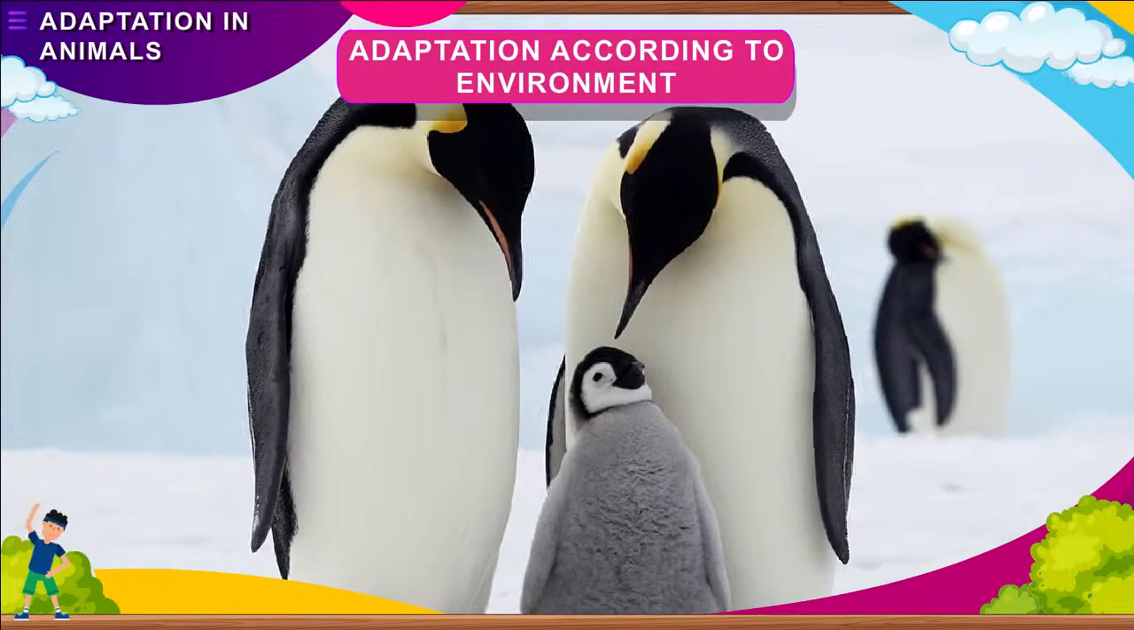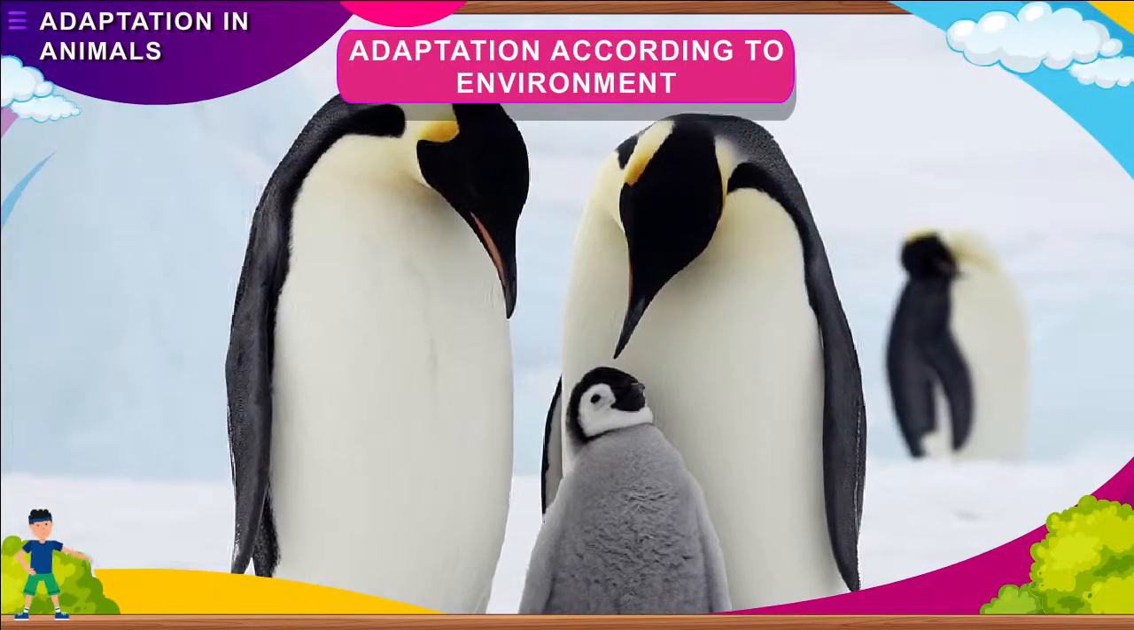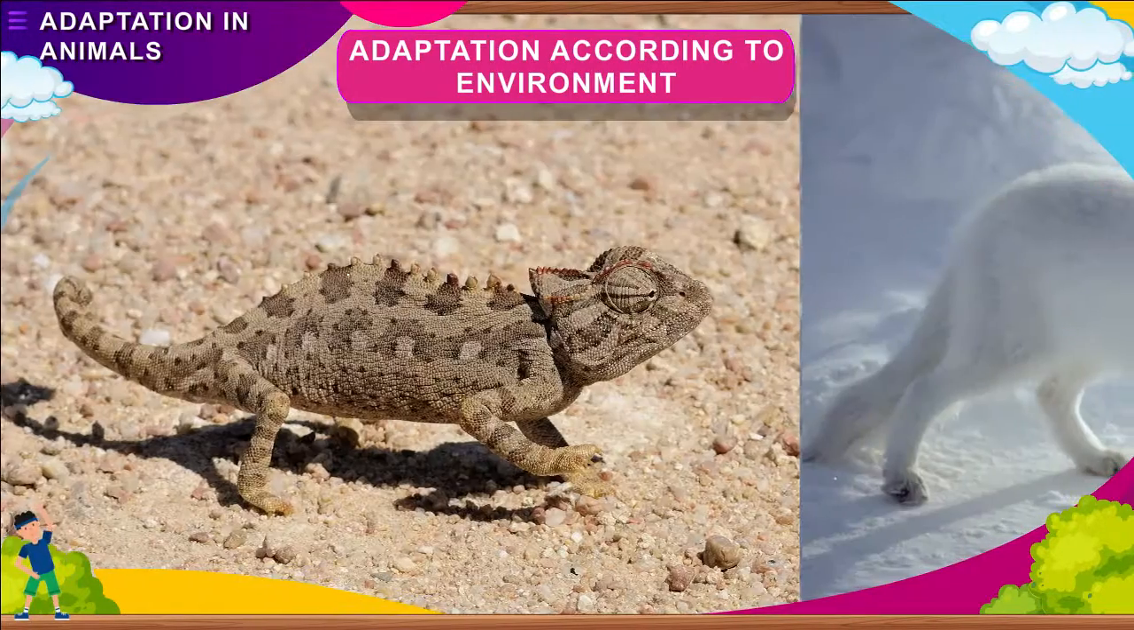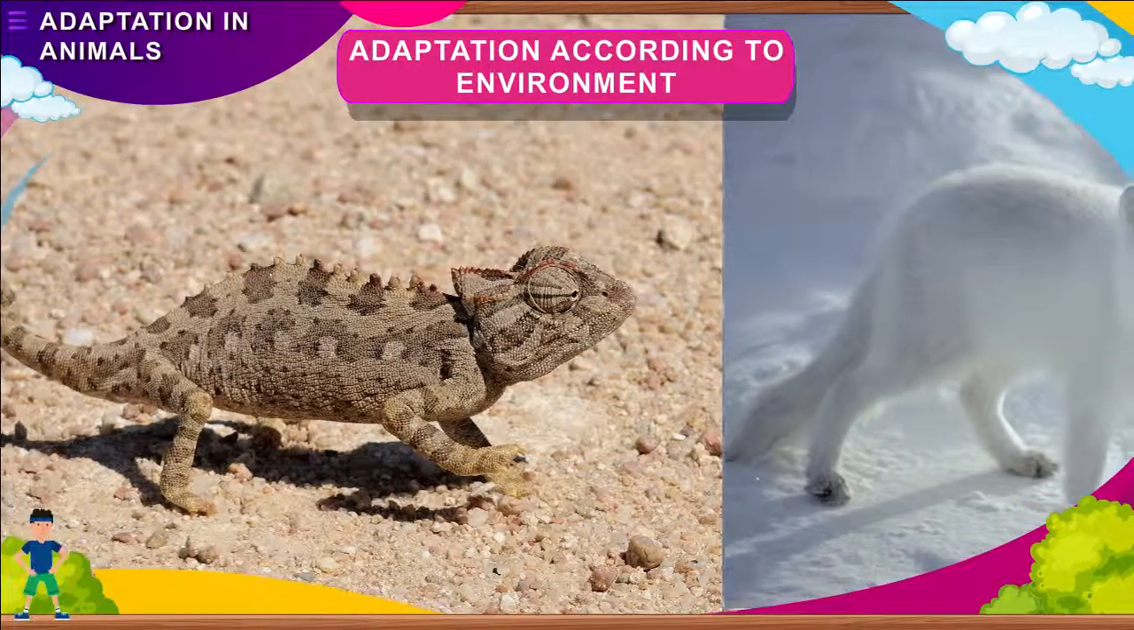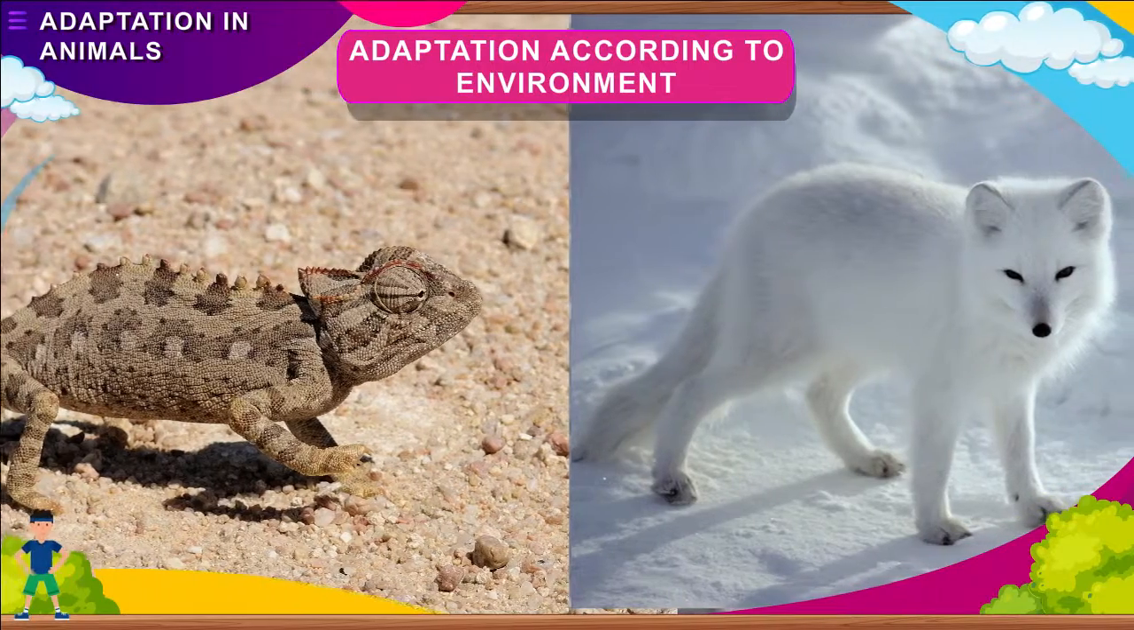Adaptation according to the environment. Animals can be classified according to the environment of the places where they live and possess various features which enable them to survive in their own habitat.